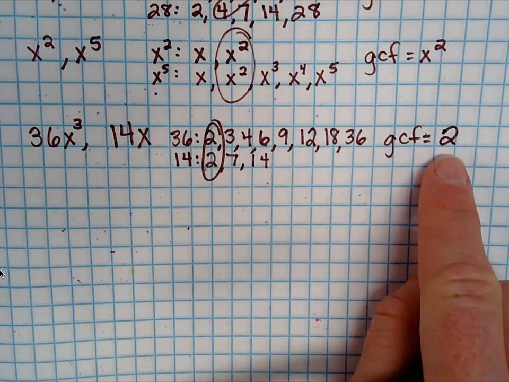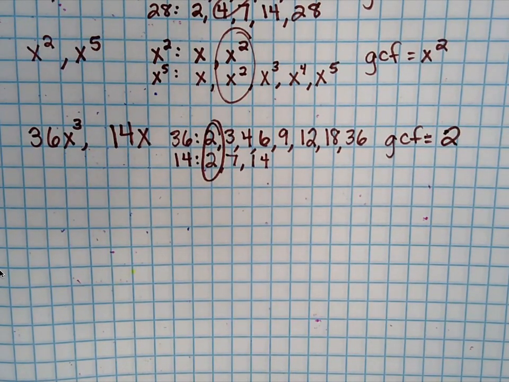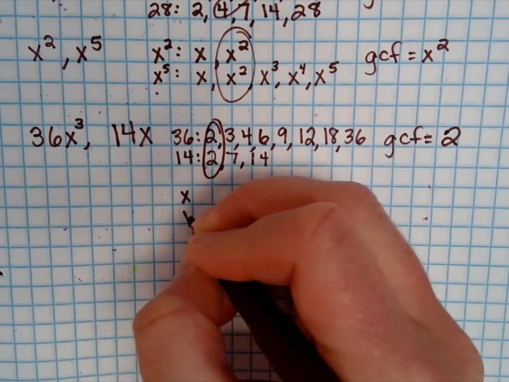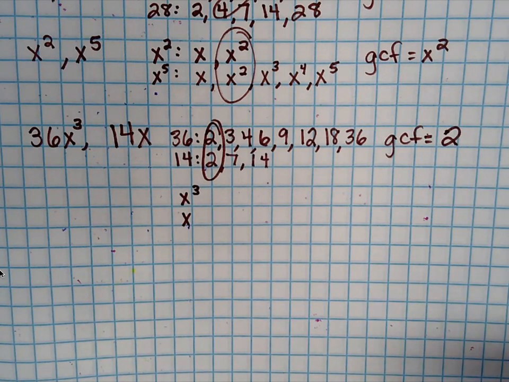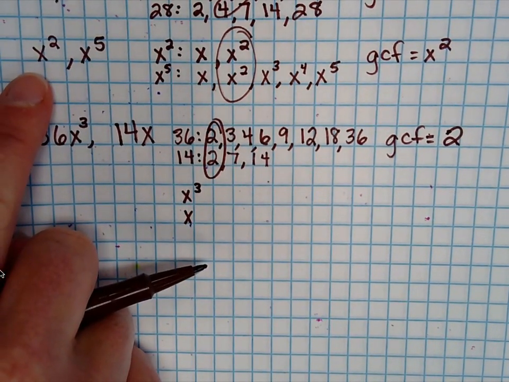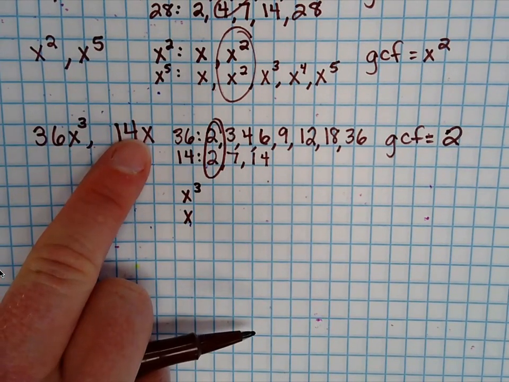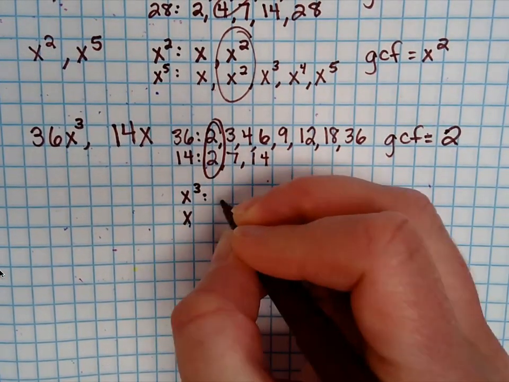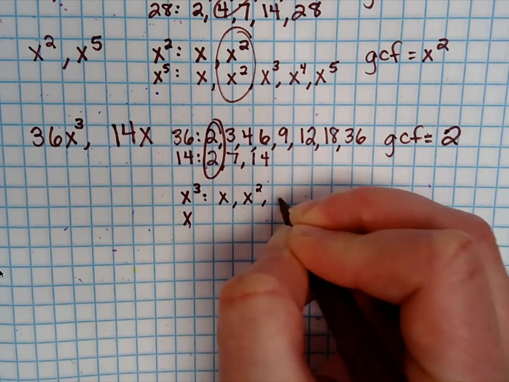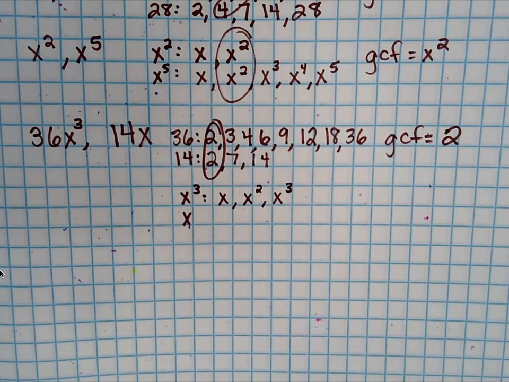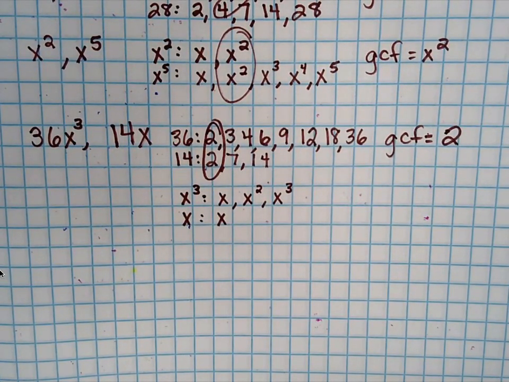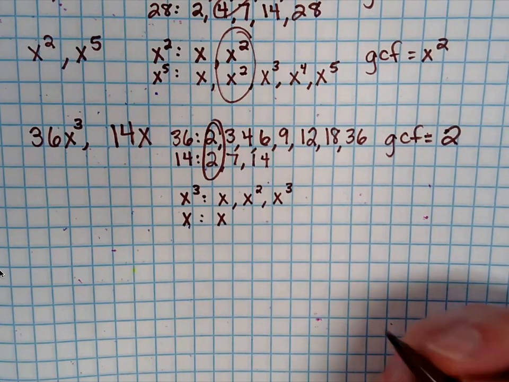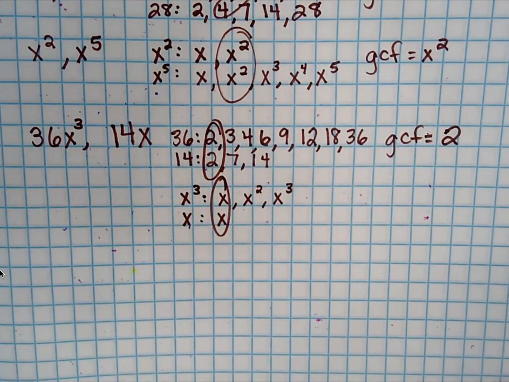So we did the number. Now we need to do the variable. So our two are x and x cubed. We saw from the other one that the GCF is the smaller of the exponents. So the smaller of the exponents is x. The reason is because this would be x, x squared, x cubed, and this would just be x. So the GCF of x cubed and x is the smaller of the exponents. So it's just x. So our GCF is 2x.